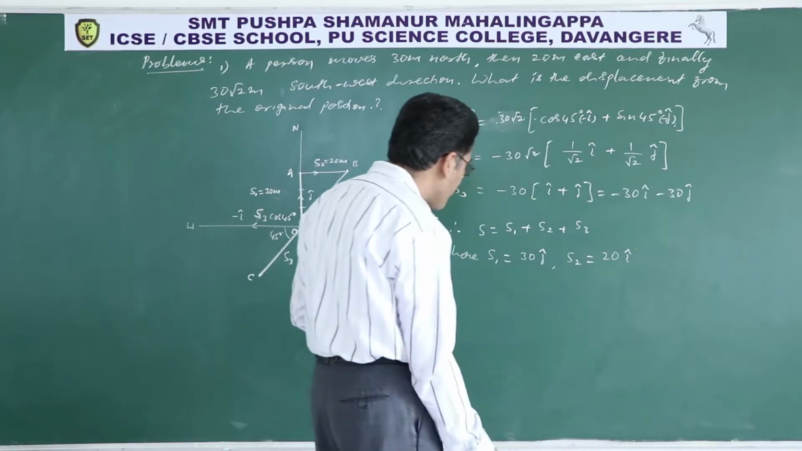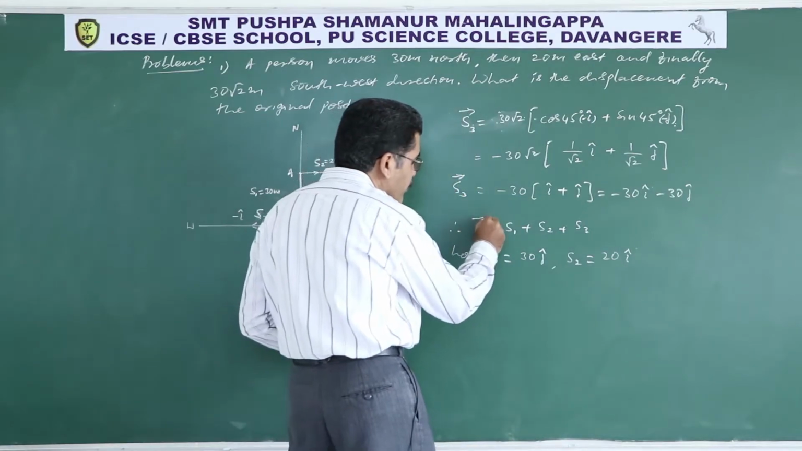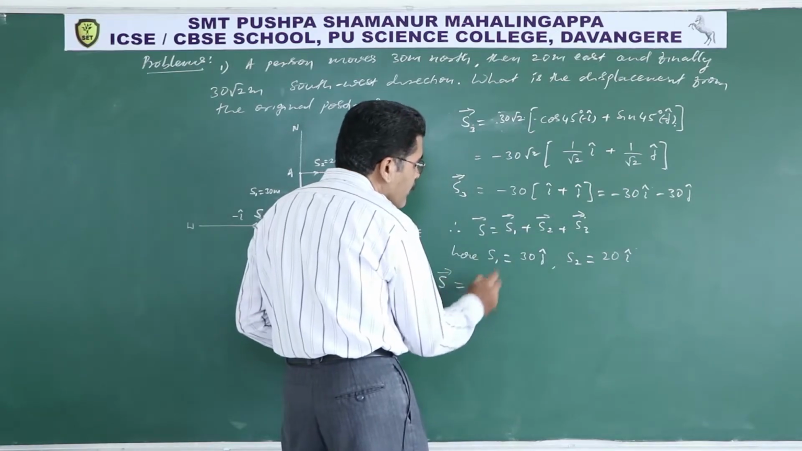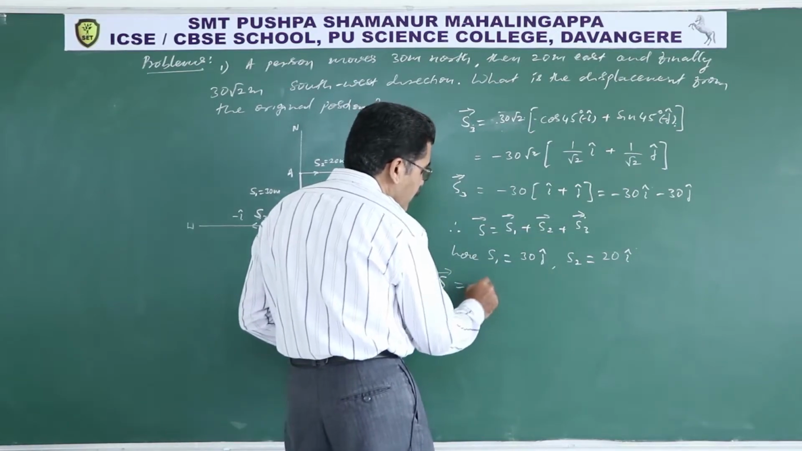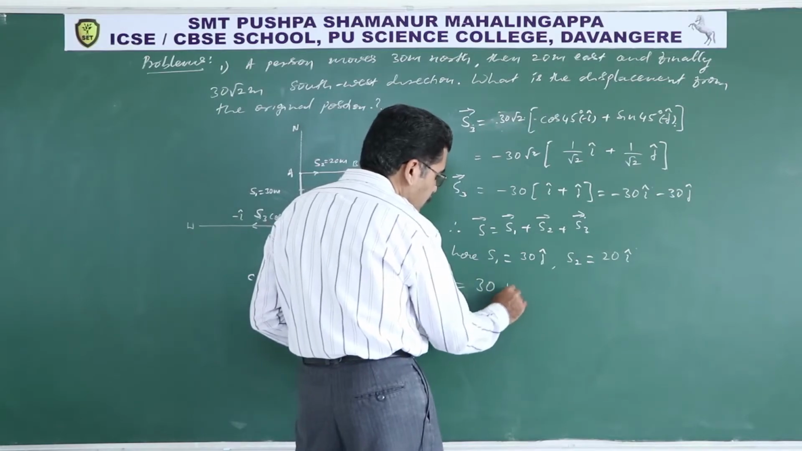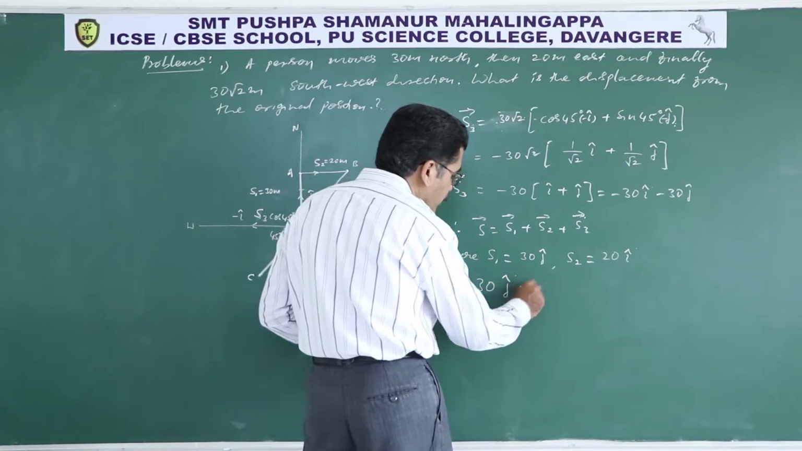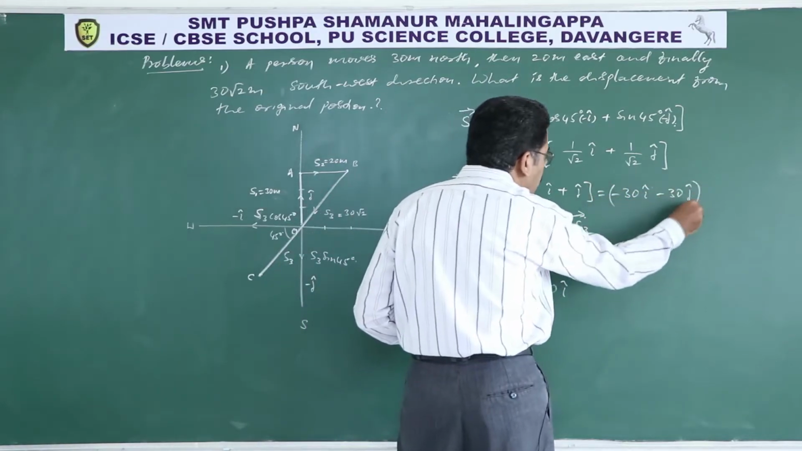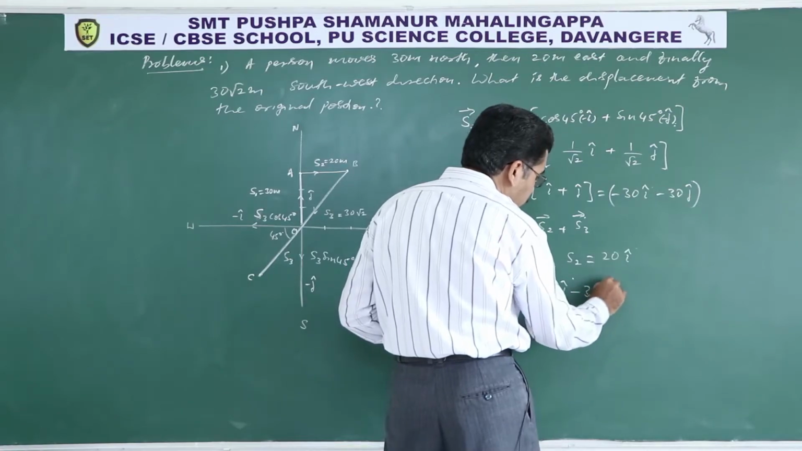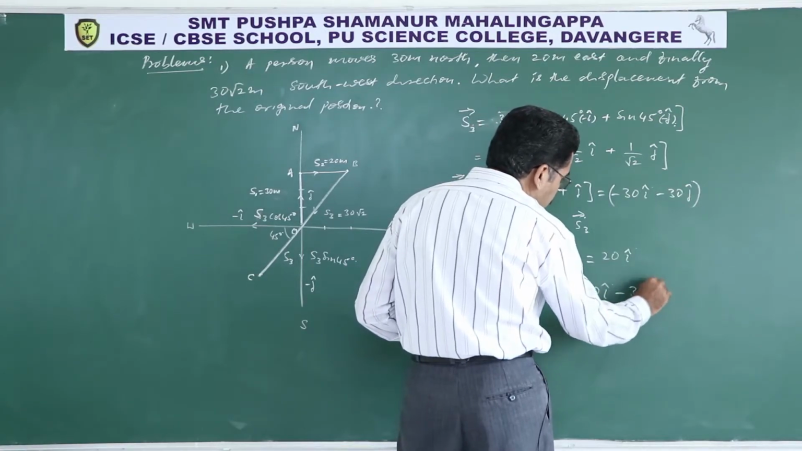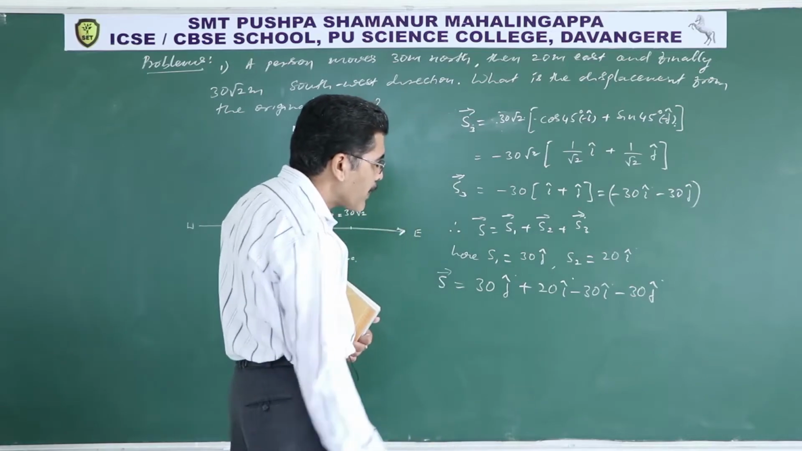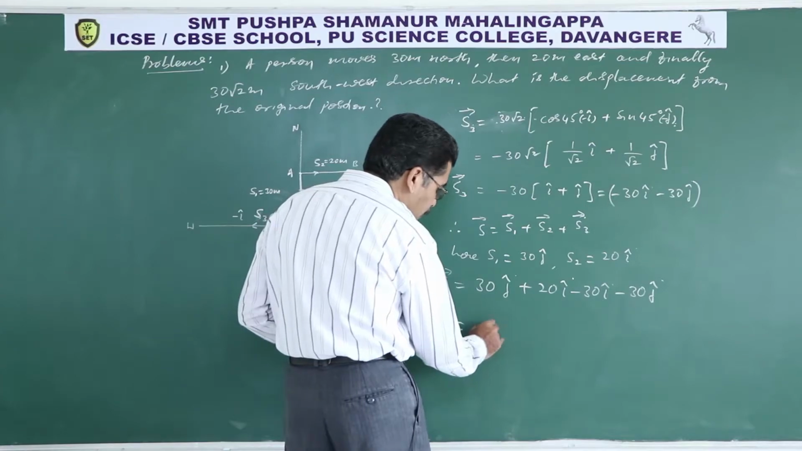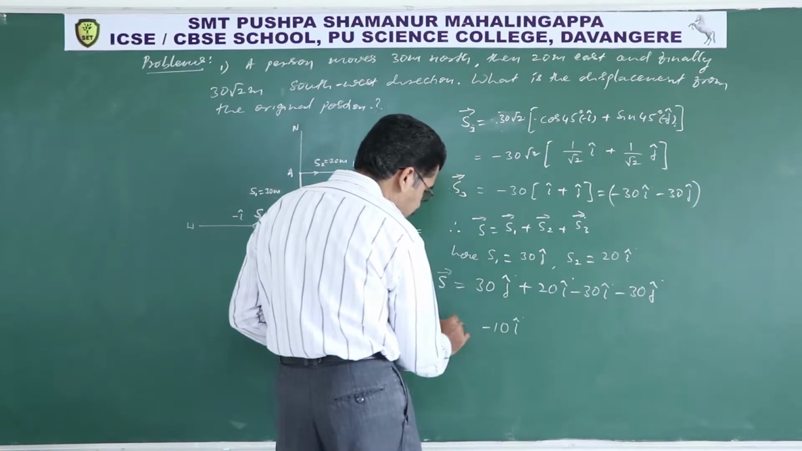Now you please make the substitution. S is equal to S1 is 30 into j cap, S2 is 20 into i cap, S3 is minus 30 into i cap, minus 30 into j cap. You please simplify this. Plus 30 minus 30 got cancelled. You are going to get minus 10 into i cap.